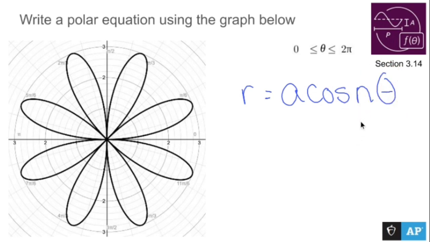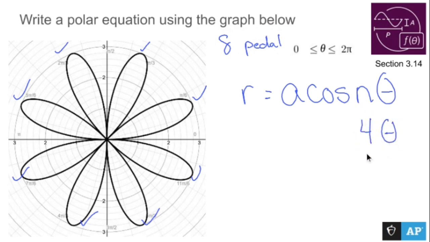What we learned is when I had an odd number in front of theta, I had that many petals. I have 1, 2, 3, 4, 5, 6, 7, 8 petals. This is an even number. So when I had an even number, I had 2 times that many petals. This has 8 petals. So if I were to take a number and multiply it by 2 to get 8, that means my n would be 4.